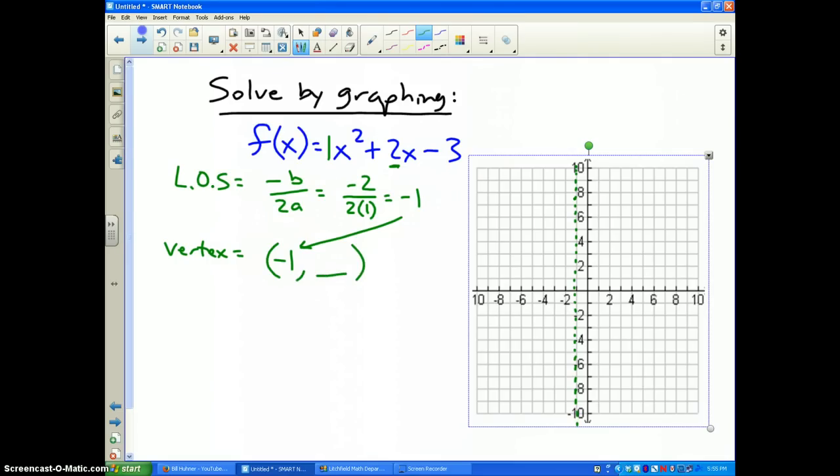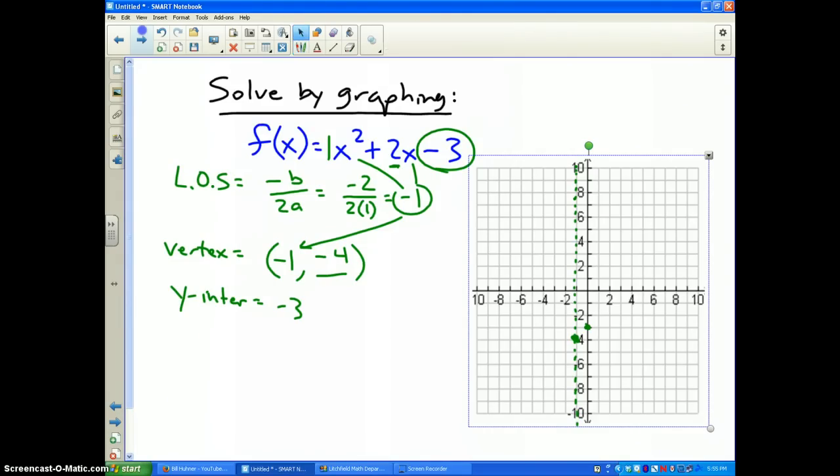So I'm going to put negative 1 as my x-coordinate. Now I got to figure out y. Well, I'm going to take negative 1 and plug it in for x. And if I do that, I believe I come out with an answer of negative 4. So my vertex lies at the point negative 1, negative 4. I'm going to put a nice big green dot right there. Now, the y-intercept, that's the c value. So my y-intercept is at negative 3. So I'm going to put a dot right there at negative 3. And again, using my line of symmetry, I also know that there's another dot right there.